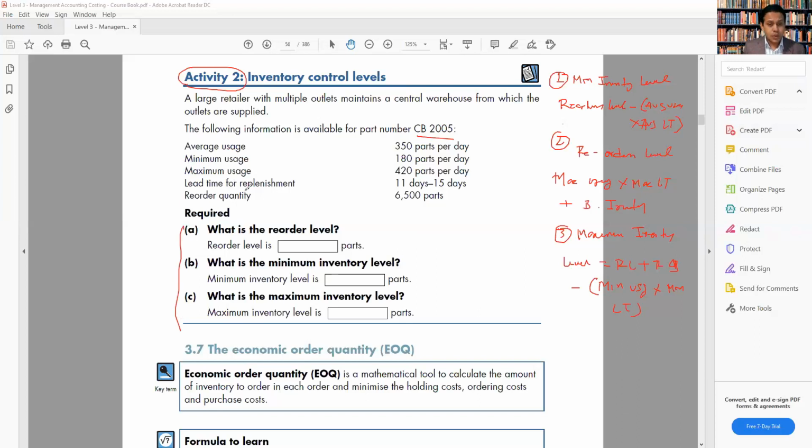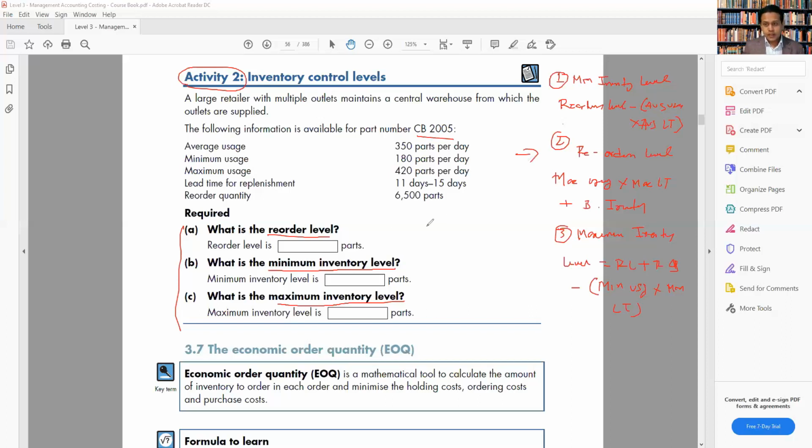The first one is what is the reorder level? The next one is what is the minimum inventory level? And maximum inventory level. If we know the formula, it's not difficult, but if you don't remember the formula, this type of question can be very difficult in the exam. So let's try the first one, reorder level. What is the formula we have on the reorder level? So this is the formula number 2. Let's write it down here, reorder level.